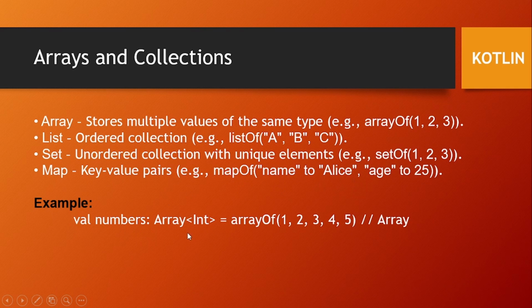So the example for an array will be the name of our variable, the Array keyword to specify its type, which will be Int or integer. arrayOf will be the function that we are using for the array, which will be a bunch or sequence of numbers that we can use. It will hold the same continuous memory location, suppose from 1001 to 1005.